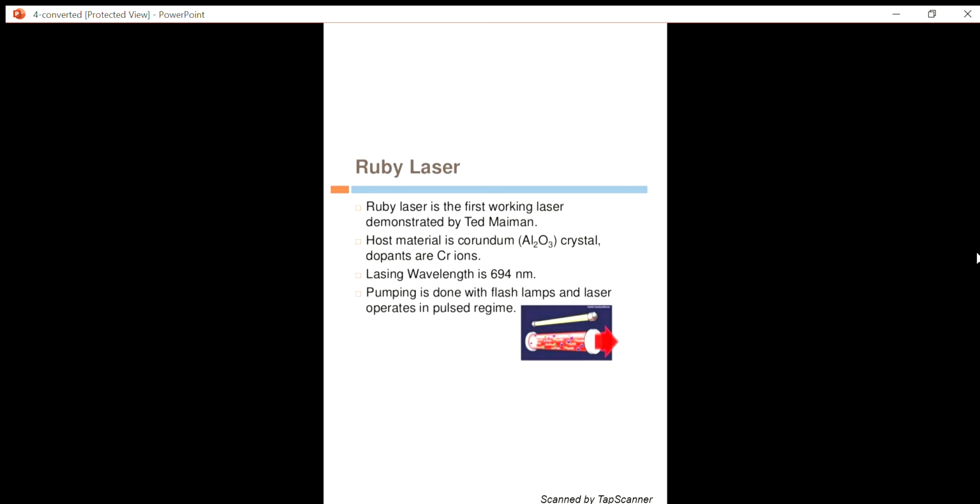In this topic, we are discussing the ruby laser and the helium-neon laser. The ruby laser is the first working laser, demonstrated by Ted Maiman. The host material is corundum Al2O3 crystal. The dopant is chromium ion. The ruby laser wavelength is 694 nanometers. The pumping is done with a flash lamp, and the laser operates in a pulse regime.